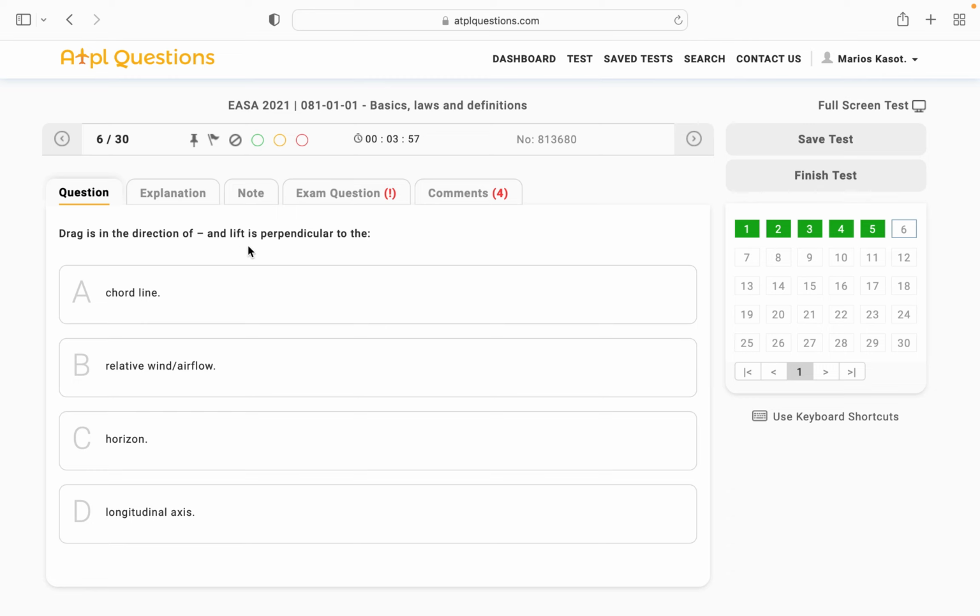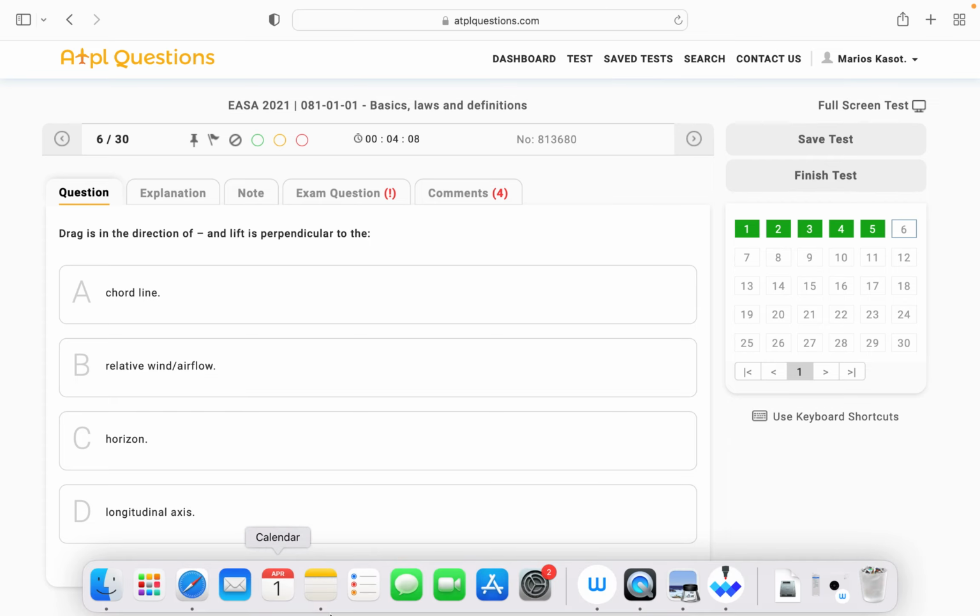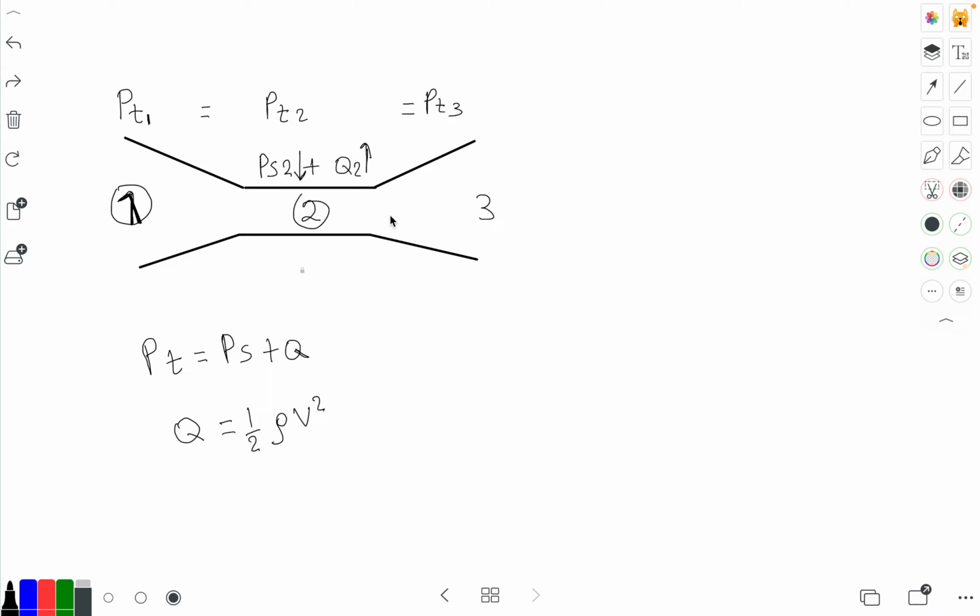Drag is in the direction of, and lift perpendicular to, the chord line, relative wing airflow, horizon and longitudinal axis. We will keep this diagram because we will need it in this section for more questions. Let's draw an aerofoil over here.